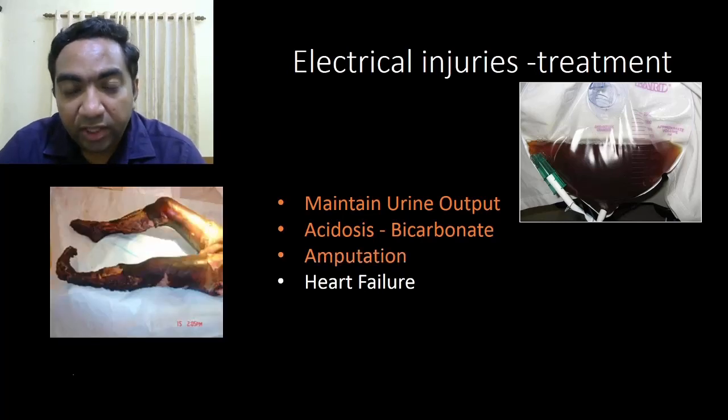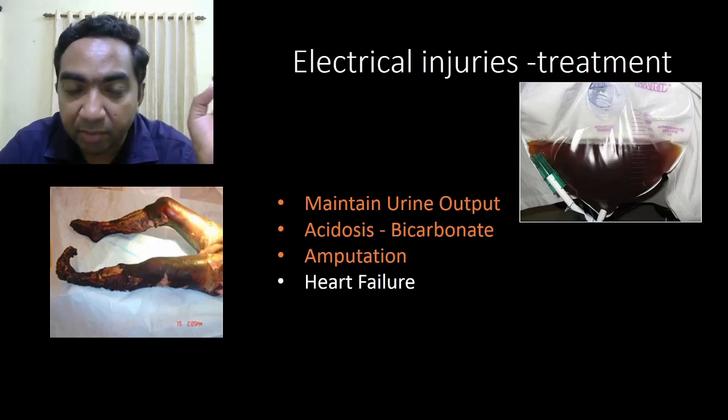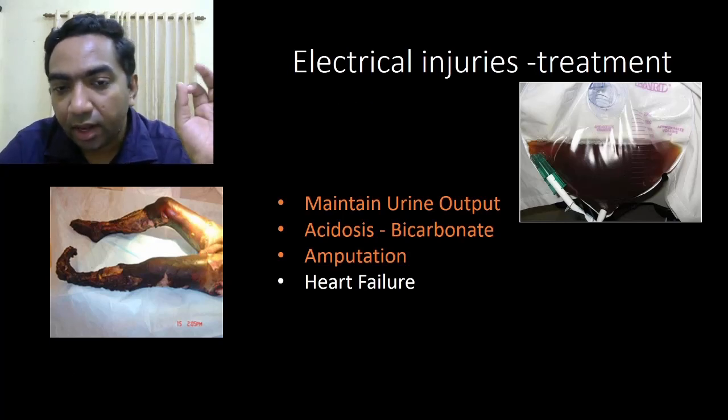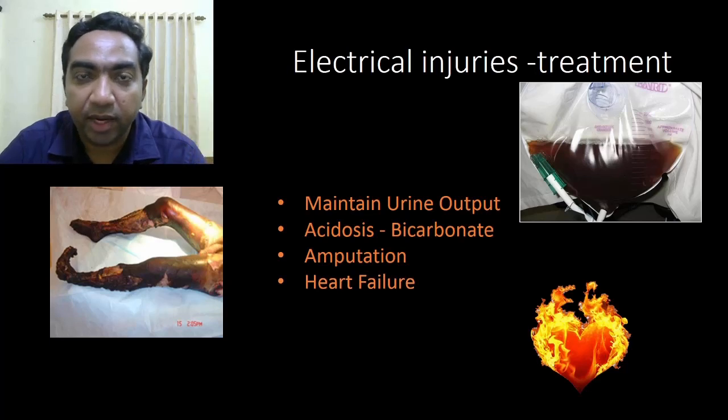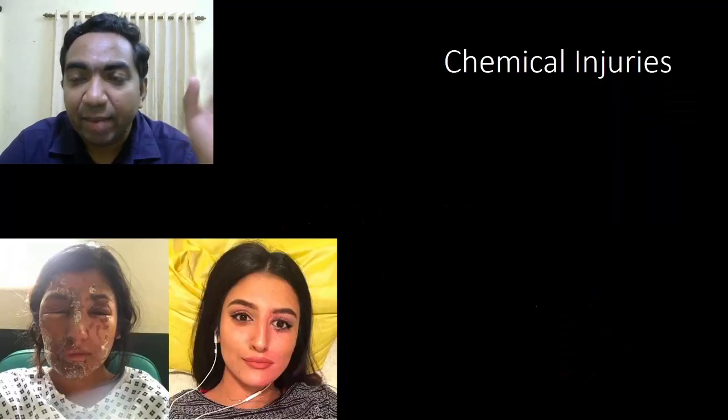Amputation, in order to avoid reperfusion injury and renal failure, and in order to avoid compartment syndrome, amputation may be required. Now, heart failure has to be treated in case of a high tension electrical injury, and the arrhythmias can also be managed. Next is the chemical injuries.